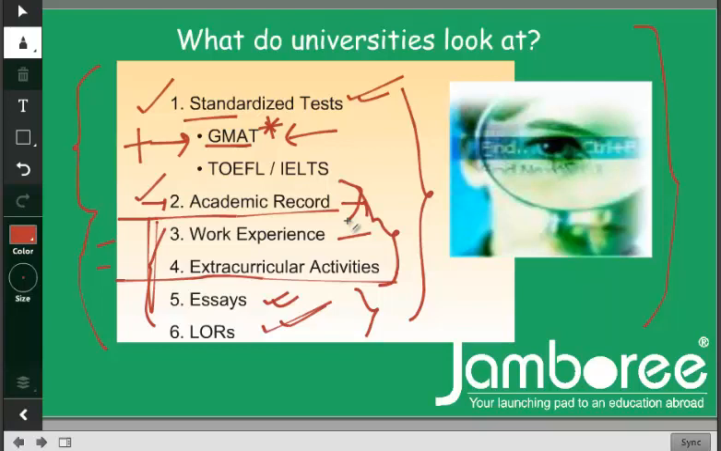Meghna, a lot of business schools in India accept GMAT. You will find the entire list on the MBA.com website. MBA.com is the official GMAT website. You will find the list of business schools which accept GMAT score.